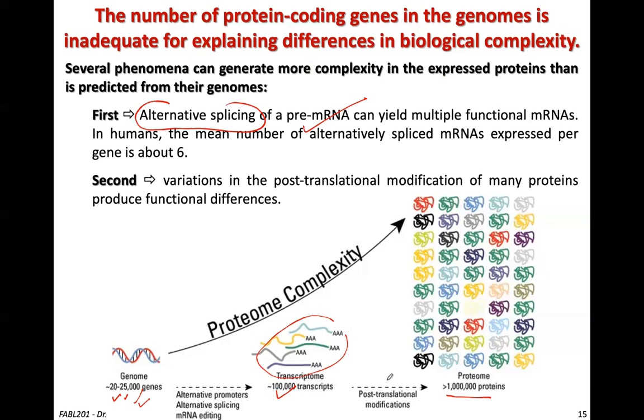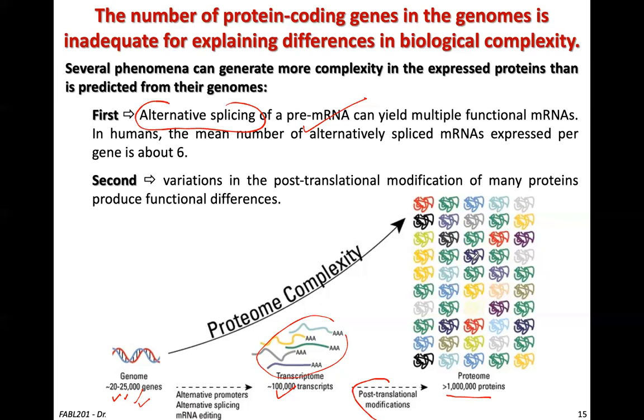These proteins, after being translated, will undergo some post-translational modification. This will lead to different proteins for different functions. So two major factors which increase the proteome complexity are: first, the alternative splicing of the pre-messenger RNA that can yield multiple different functional messenger RNAs, each of them can be expressed giving a different protein.